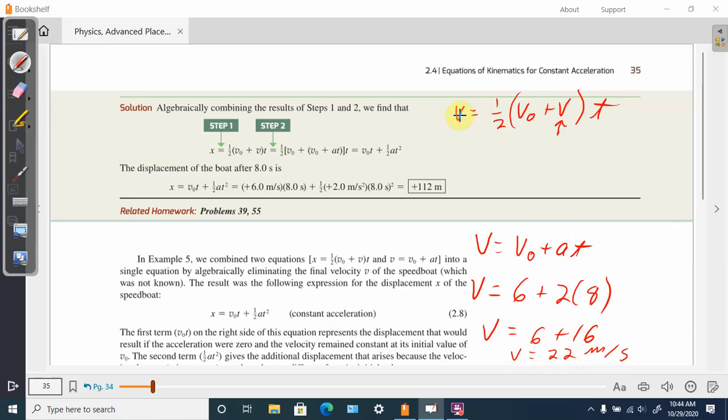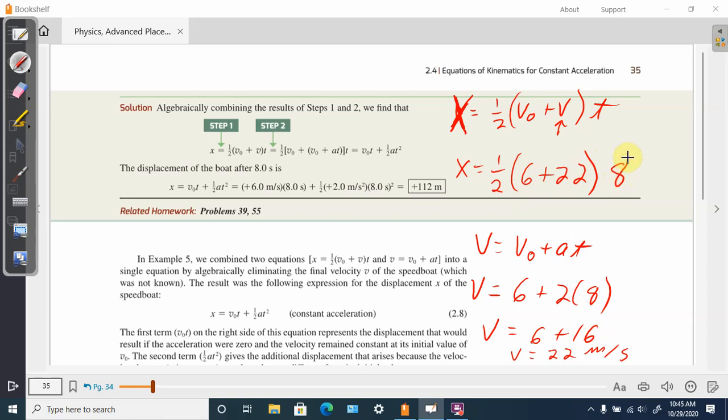And now you can come back up here. Oh, actually, way up here, I made this mistake. Sorry about that. This isn't v, this is x equals. Just change that. My apologies. So x equals 1/2 v sub 0 plus v times t. This is what we're going to use. But we're using this formula to find v. So now x equals 1/2. Our v sub 0 we said was 6. Plus we found our v to be 22. And our t was 8 seconds.